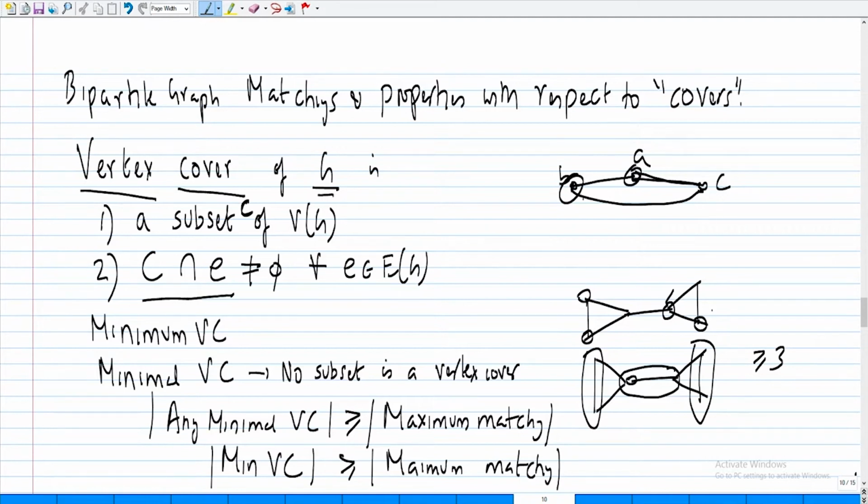So what is the reason why 4 is necessary? Because in a triangle I have to pick 2, and there are 2 vertex disjoint triangles, and therefore actually I need to pick at least 4.